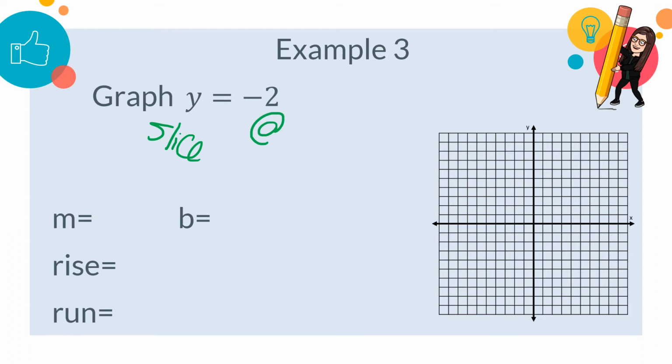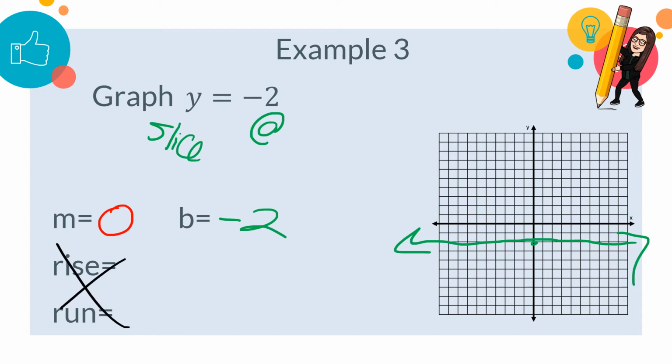So if I'm going to slice the y-axis at -2, I slice it like the fruit ninja directly through the -2. So this is a special line. Let's identify the parts. My slope of any horizontal line is 0, and I did cross the y-axis at -2. And I'm okay if you leave the rise and run alone on this one.